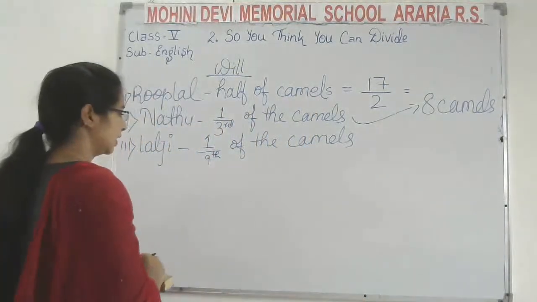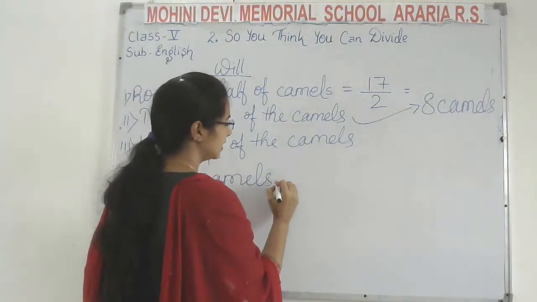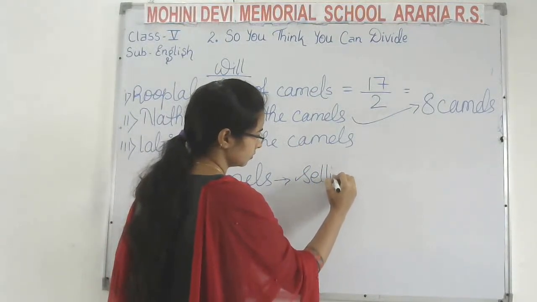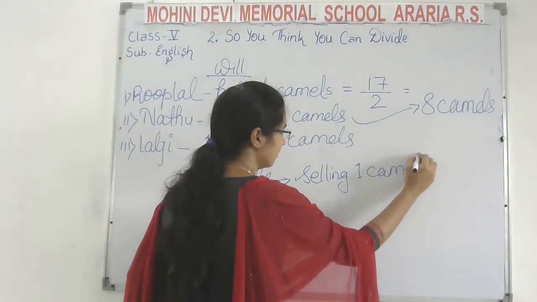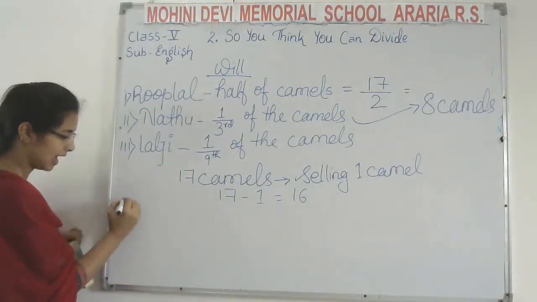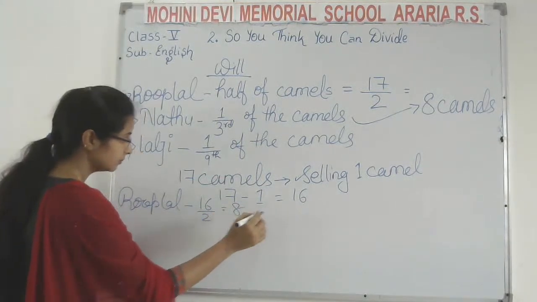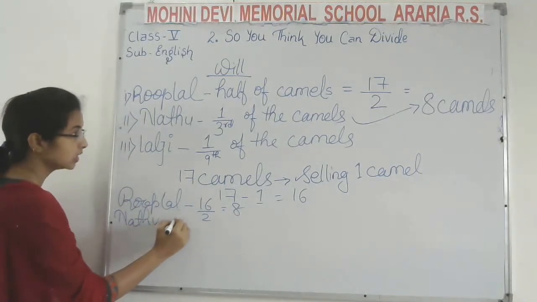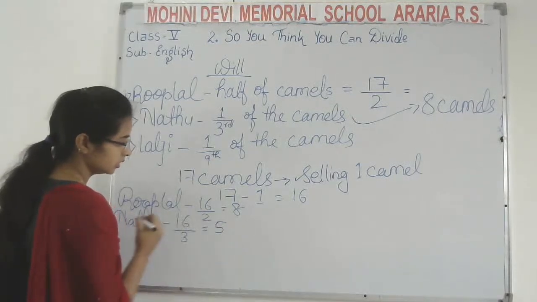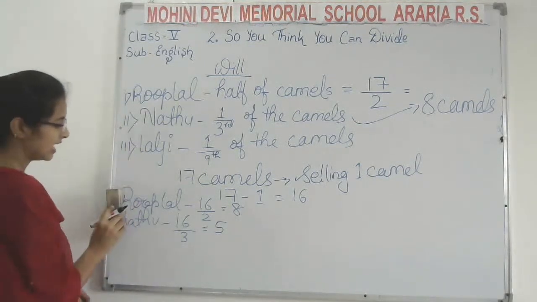So in total we have 17 camels. Lalji's idea was to sell 1 camel. Then they have 17 minus 1, 16. So now Rupla would get half of the camels, it means 16 by 2, 8 camels. Naku, 1/3 of the camels, it means 16 by 3. The idea was not going properly. So the two brothers rejected the idea of Lalji.